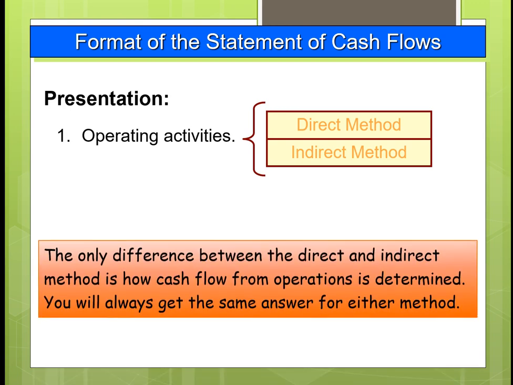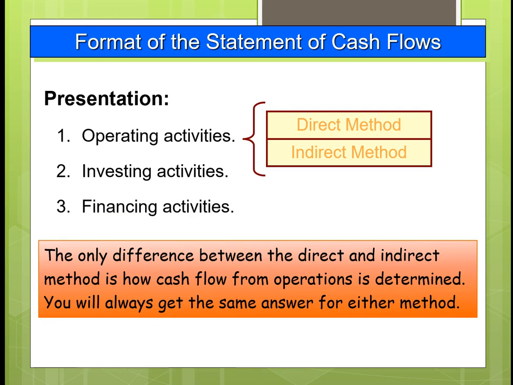The only difference between the direct and indirect method is how cash flow from operations is determined. You always get the same answer regardless of which method you use. Then we have investing. So operating activities are primarily from operations and current assets and current liabilities, adjustments in those. Investing activity is buying and selling long-term assets. And financing is when we borrow money, issue stock, pay dividends.